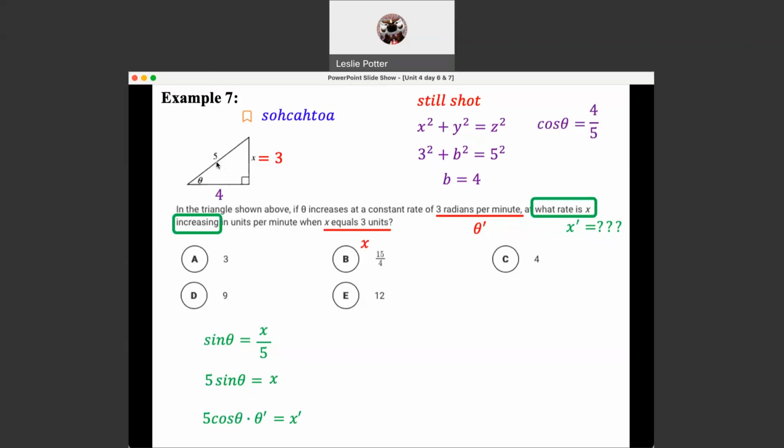This is kind of cool because I don't really have to deal with any trig per se, unit circle stuff, or any calculator stuff. I can just take this ratio 4/5 and substitute it right in for this whole trigonometric function, because SOHCAHTOA tells me that cosine and sine and tangent are all just ratios, they're all just fractions. So I have 5 times 4/5 times theta prime, which is 3 from the problem, equals x prime. And so that's going to be my answer. My 5's cancel, and I get 4 times 3, which is 12. So the answer here would be E.